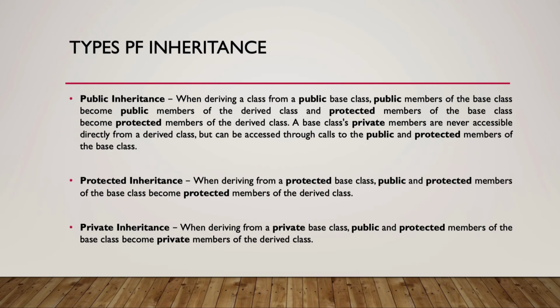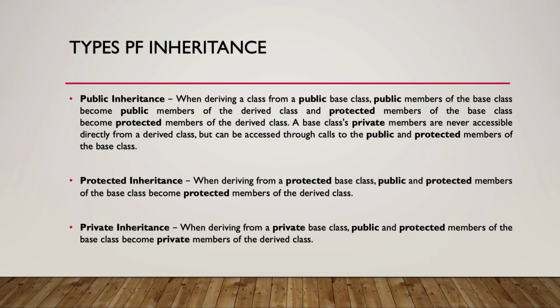Protected inheritance. When deriving from a protected base class, public and protected members of the base class become protected members of the derived class. So look at the difference. If you're inheriting a public member with public inheritance, it will be public in the derived class. But in protected inheritance, no matter if they're public or protected, they're going to be protected in the derived class. And in private inheritance, when you derive from a private base class, public and protected members of the base class become private members of the derived class.